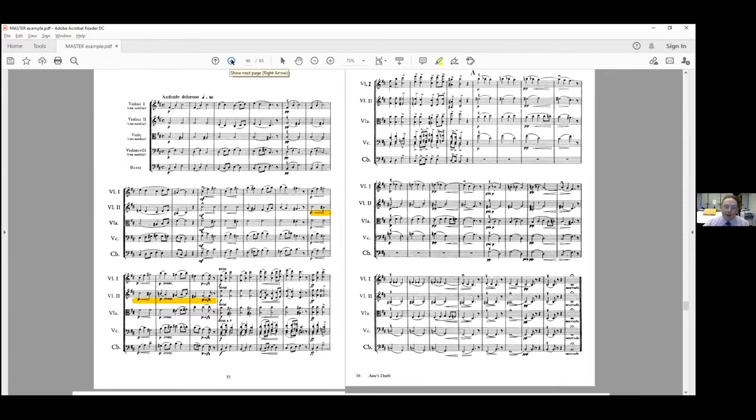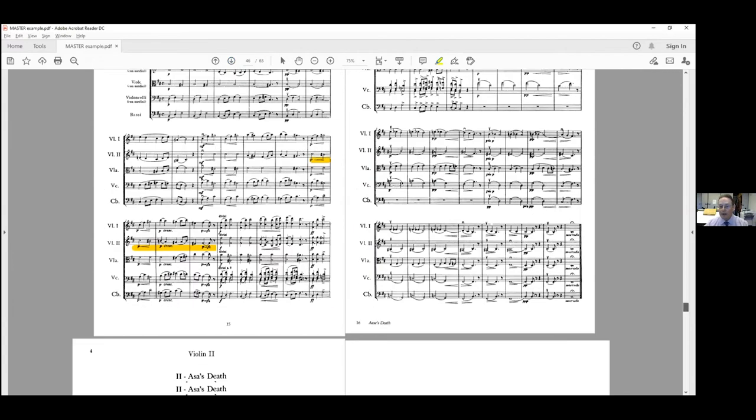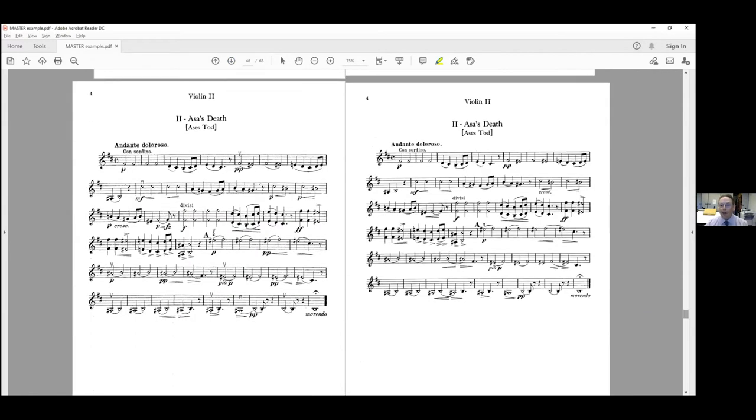So again, is this a case for proofreading? Well, no. For me, the correct answer is just go find the old parts. And that's what I did. I pulled out the old parts, and instead of having missing dynamics, there are the dynamics that you need in the old part. So this for me is an example of how, if you just pay attention to the little context clues when you're preparing music, you can mitigate your mistakes.